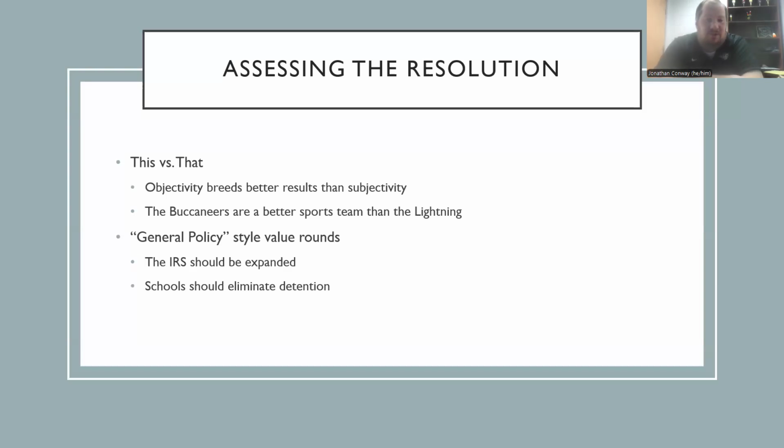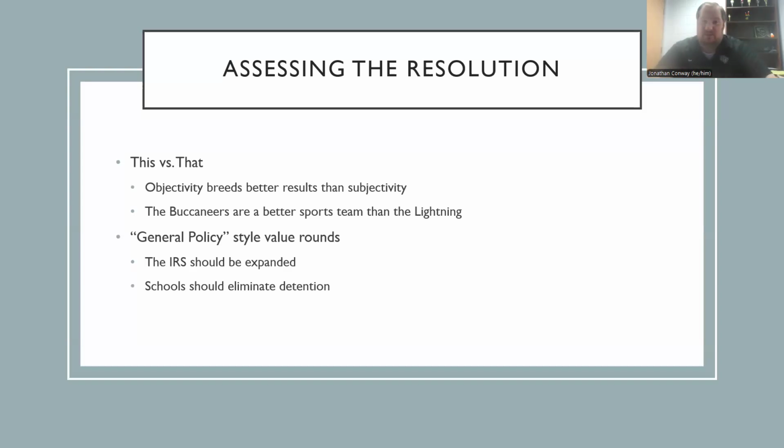Schools should eliminate detention. Again, a policy-esque resolution because it's an actor and then a policy and then a proposal of change for the future. But you're going to look at this through value. Perhaps it's education in general. Perhaps it's equity or justice, because a lot of black and brown students end up in detention more frequently than white students. That data exists and therefore it should be eliminated.